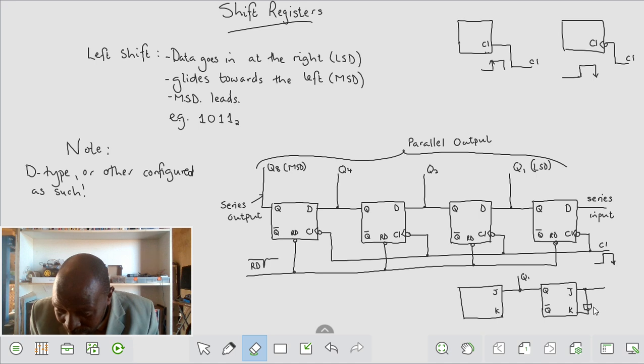This one is unavoidable. There's no other fit. The data is coming in here. This is the series input. Let me rather call it input. The input is coming in there. So there's nothing to invert. So here you need the inverter.